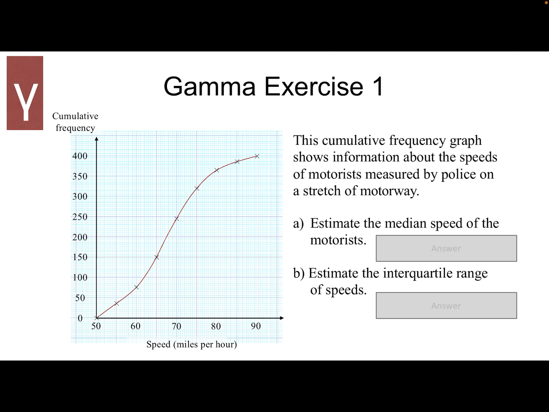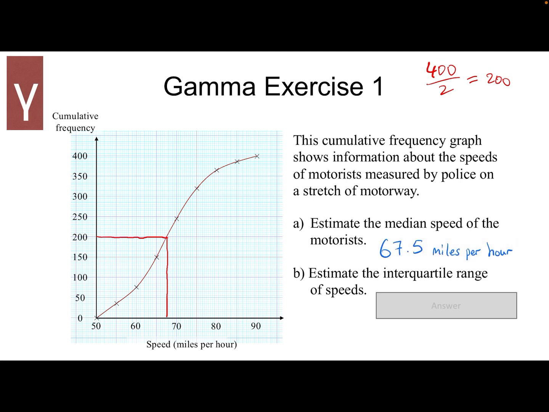Okay, just have a little look at this one. Estimate the median speed of the motorists. Okay, you're going to do median. You've got 400 pieces of data, so you're going to do 400 divided by 2 is equal to 200. So you're looking for the 200th piece of data. Okay, read off. I think that's about 67.5. Okay, I was bang on. I didn't need to be bang on. Somewhere in that range would have been acceptable.